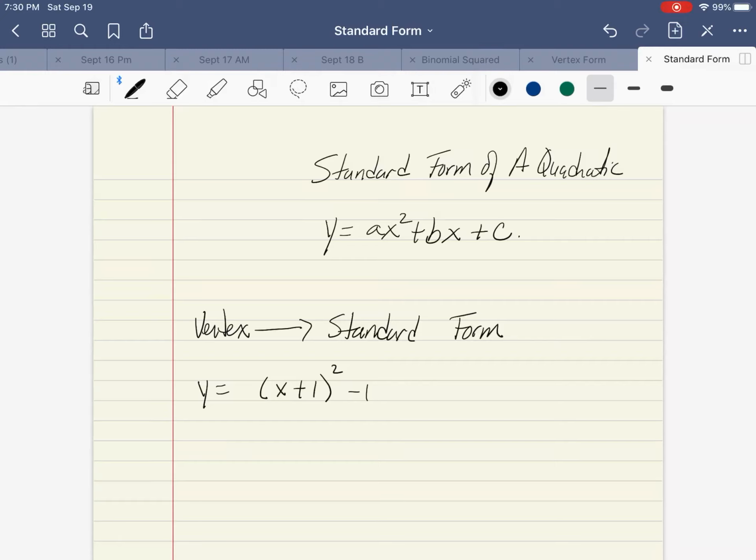Okay, so in this video we're going to look at the standard form of a quadratic. We looked at the vertex form of a quadratic in the previous video. In this video I'm going to show you how to go from vertex form to standard form.